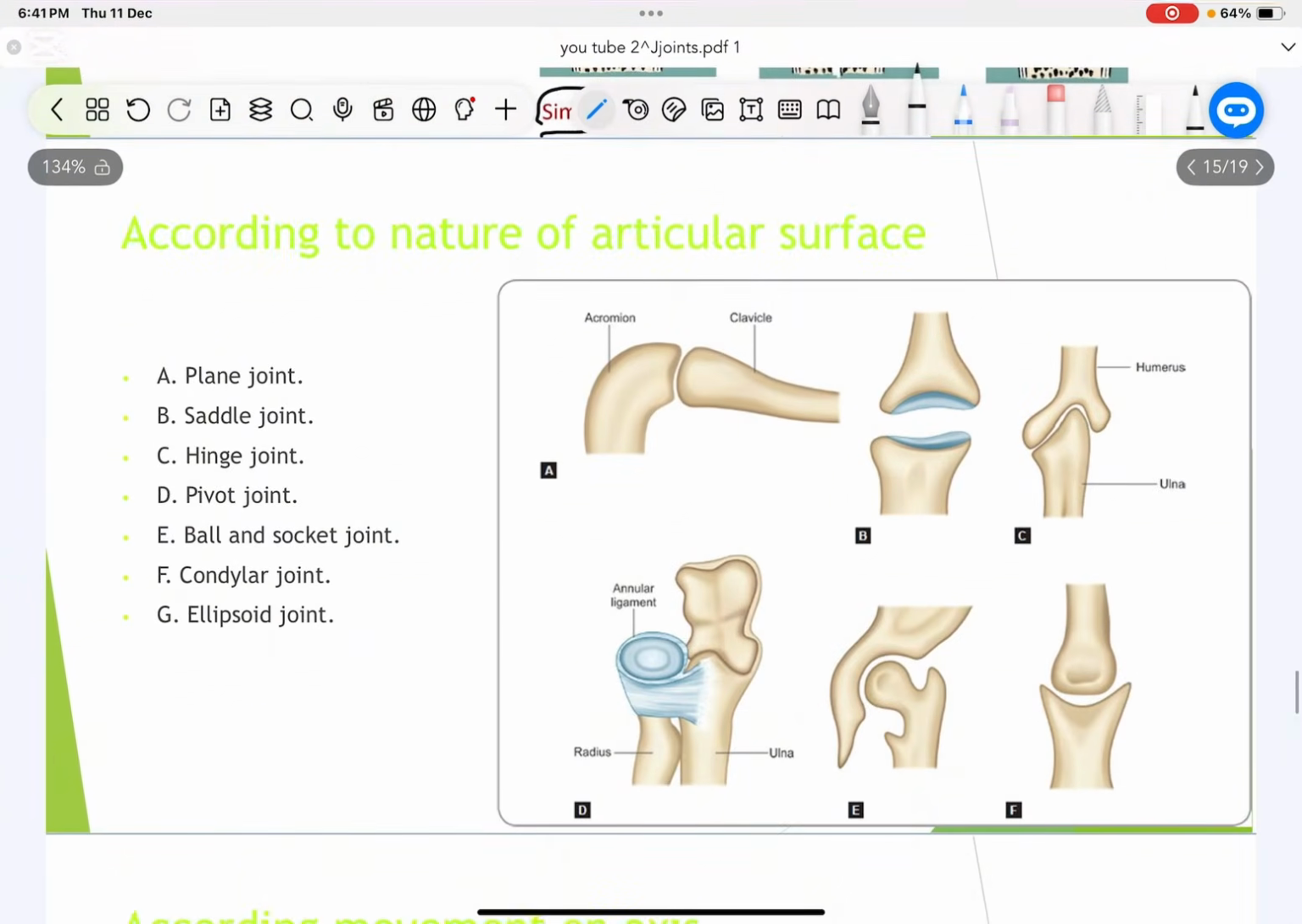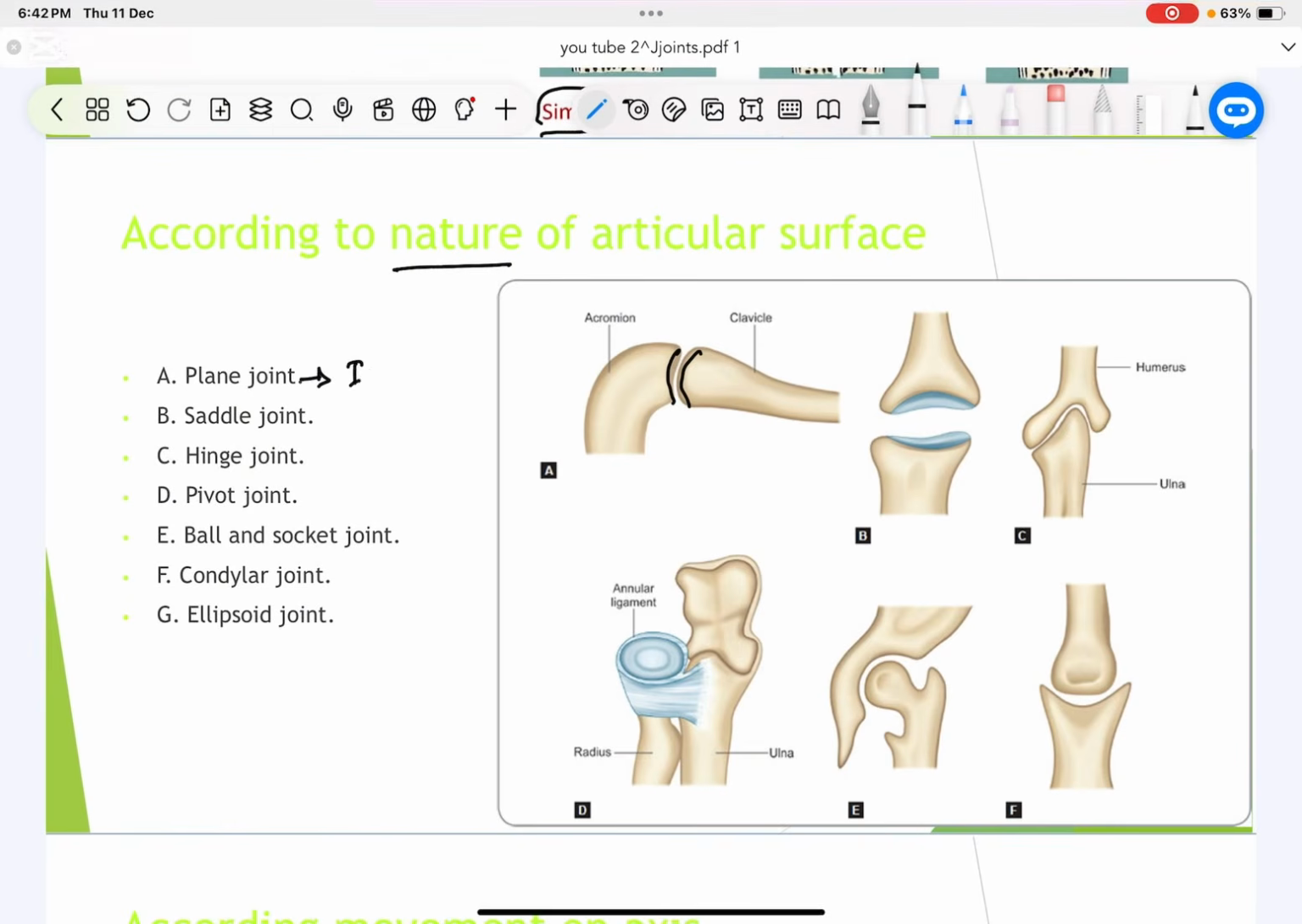Next, according to the nature of articular surface, how they are. On that basis also synovial joint can be classified. So, here you can see on a screen there are some subtypes written: plane, saddle, hinge, pivot, ball and socket, condylar and ellipsoid. Let us see one by one. You can see here both the plane surfaces are joint. So, plane surfaces making a joint, this is called plane joint.